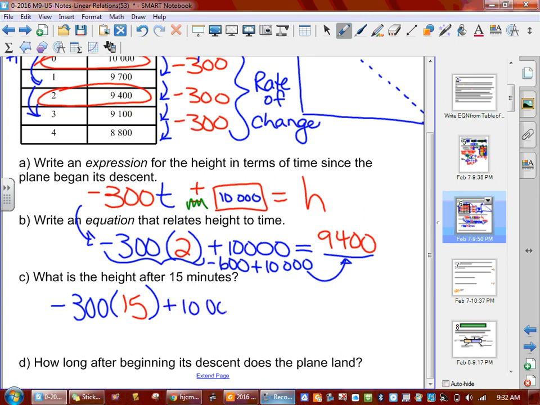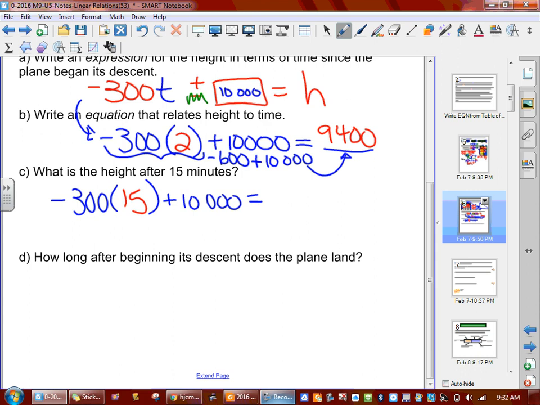Yes, Lance? Can we just find out what 5 minutes is and then multiply by 3? It's a constant rate of change. It might work. It might work. Let's check this one.